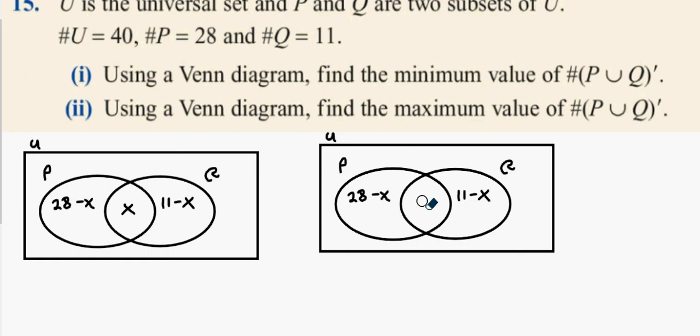Yes, I'm allowed to rub out stuff, okay? Right. What's the minimum value of X I could have? The minimum value of X. 0. I could have 0, couldn't I? As in there's no intersection. Would you agree with that?